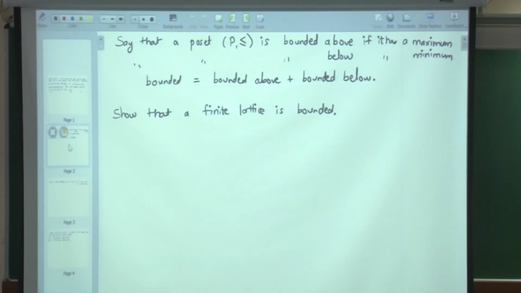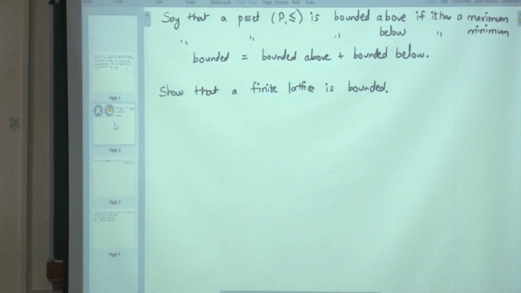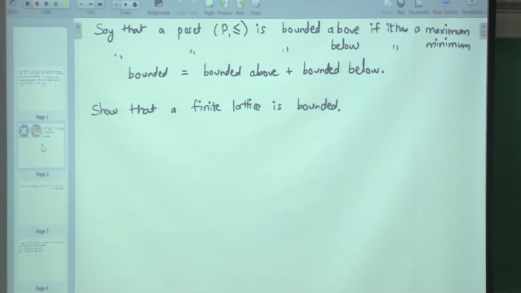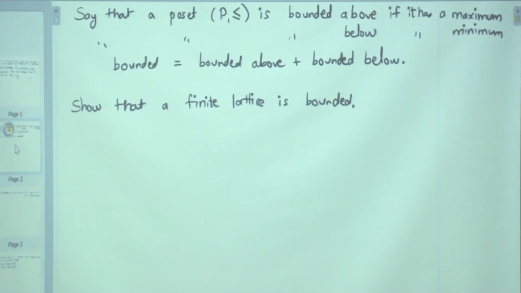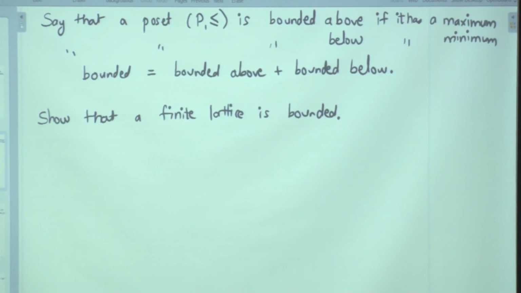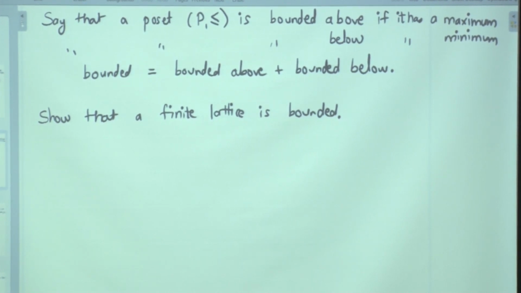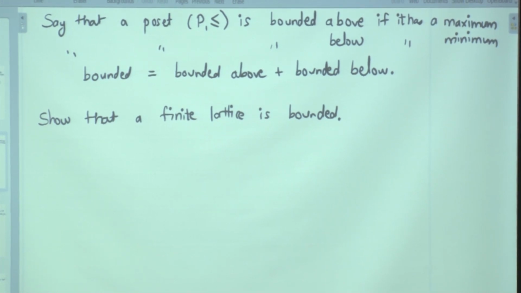Okay, let's do the second one. Say that a poset is bounded above if it contains a maximum element. If a maximum exists, then it is unique. And say that a poset is bounded below if it contains a minimum element. And the poset is bounded if it has both a maximum as well as a minimum. So show that a finite lattice is bounded.